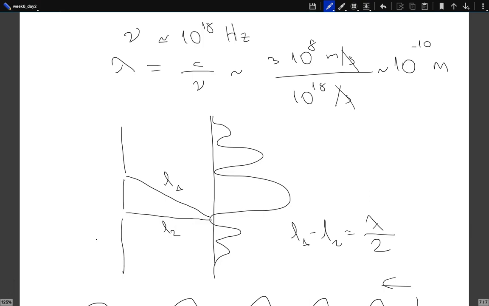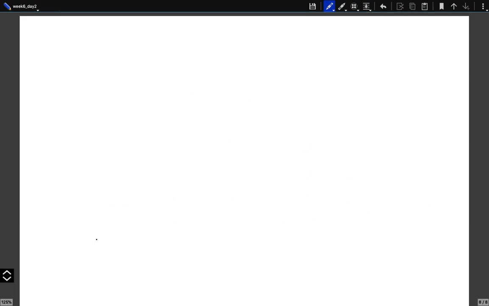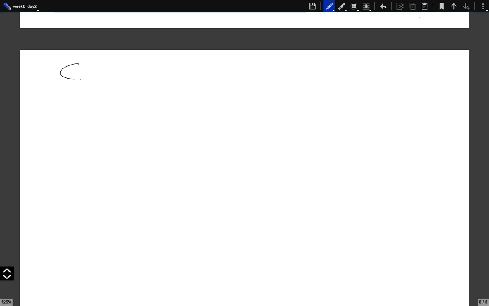Well, you cannot just cut these slits. Any idea how you can create these slits? Or any idea where you can find such slits? Exactly. Basically, crystallography.